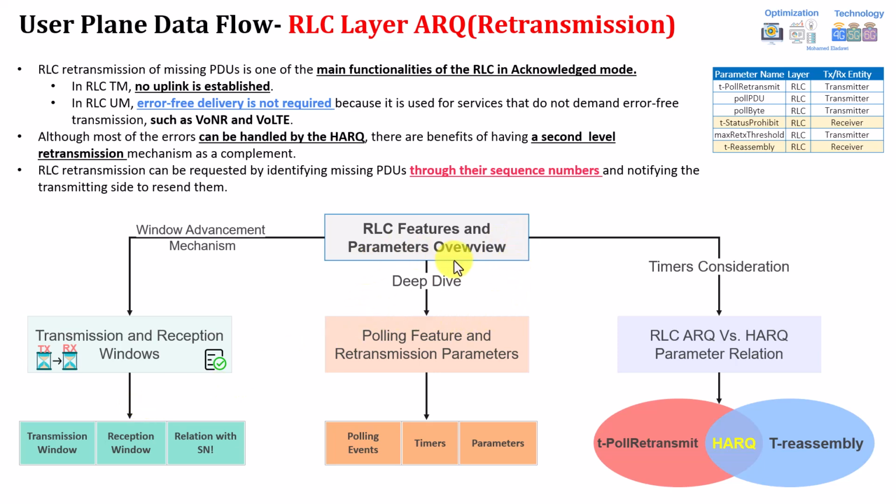Then we'll deep dive into the polling features related to the receiver and transmitter, including the polling events. Polling means whenever the transmitter needs a status report from the receiver. In general, we will discuss when the status report will be sent from the receiver, based on which timers, and the timers and parameters will be discussed in detail. Then the last part, which is very interesting as well, is the relationship between ARQ and HARQ, in other words, between the RLC and MAC parameter relation and considerations when you are tuning your network parameters. So now let's move to these three parts, which we can cover in detail.